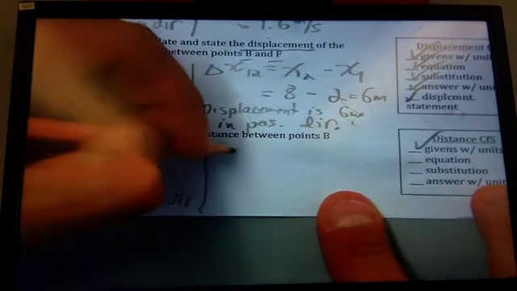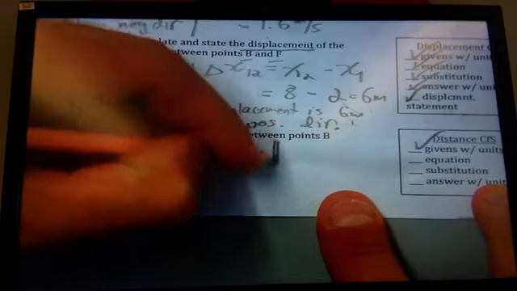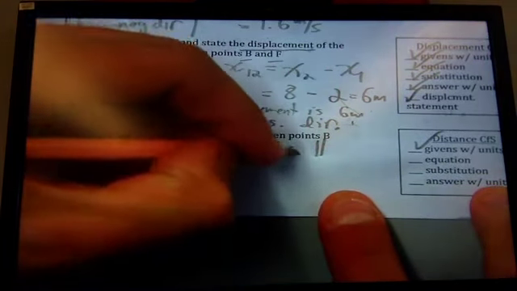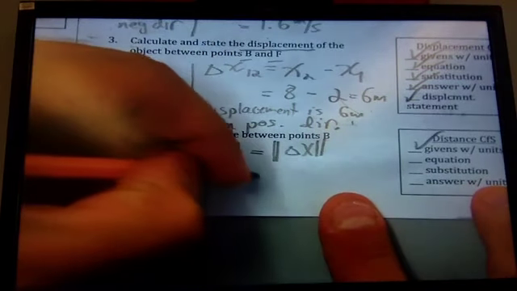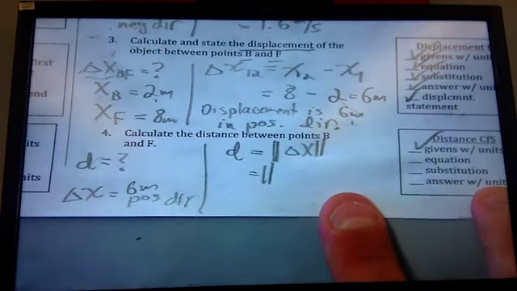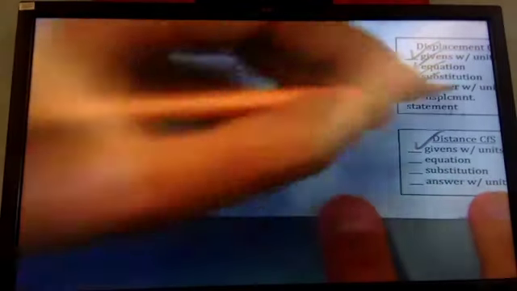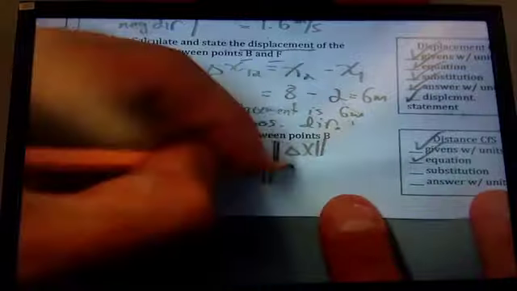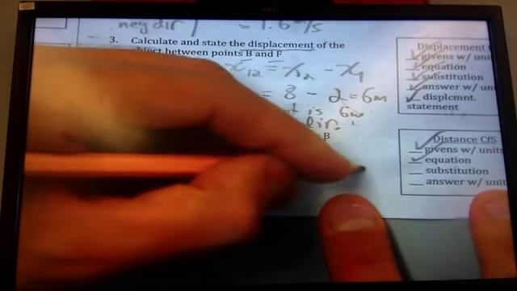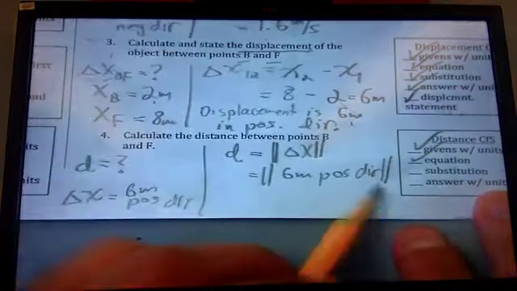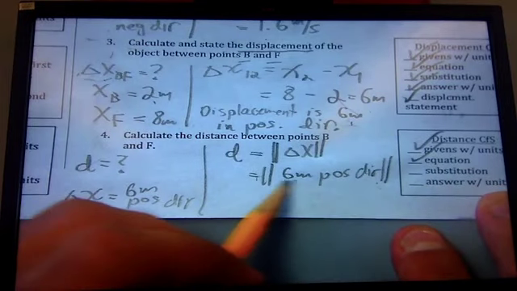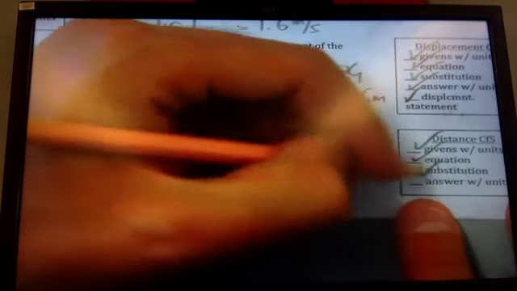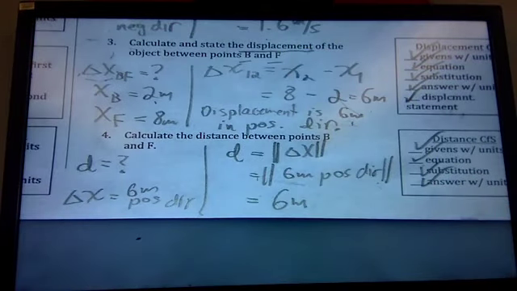The equation is distance is the magnitude of displacement. I wrote my equation. I'm going to substitute. Distance is the magnitude of 6 meters positive direction. I perform the magnitude operation, which means keep just this part. My answer is 6 meters. Cool.